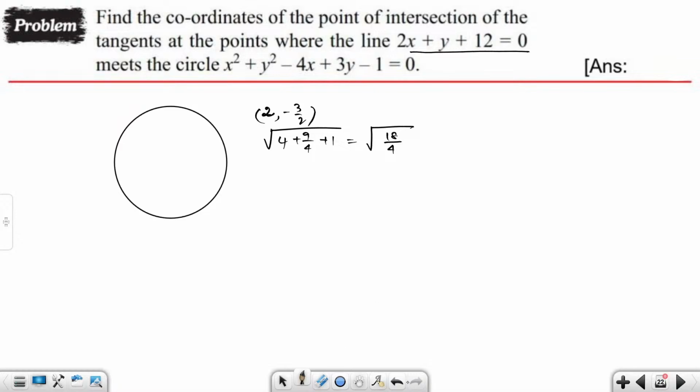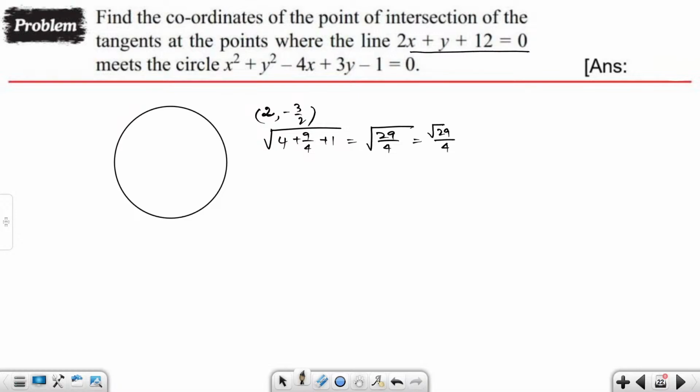No. Sorry, a great mistake. Just one second. It's actually 26 over 4, right? 16 plus 9, 25. Oh no, 25 plus 4. That is 29. Sorry again. It's 29 over 4, right? So that is the radius. So it's root 29 over 4. If required, I will use it. I don't know whether it will be required or not.